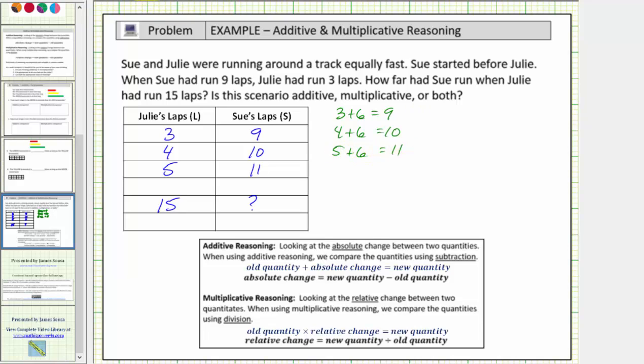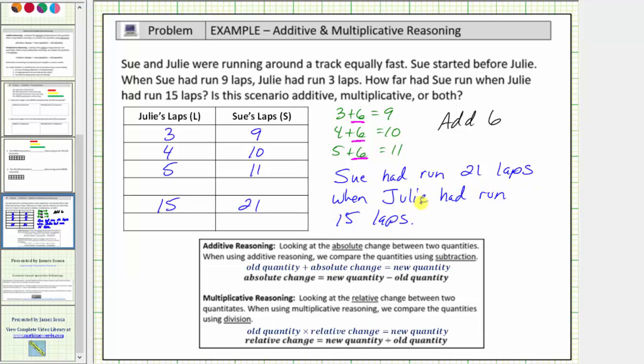So notice how the pattern or the process is we take the number of laps Julie had run and add 6 to get the number of laps Sue had run. So the pattern or process is add 6. Which means if Julie had run 15 laps, Sue had run 15 plus 6, or 21 laps. So to answer the question, Sue had run 21 laps when Julie had run 15 laps.